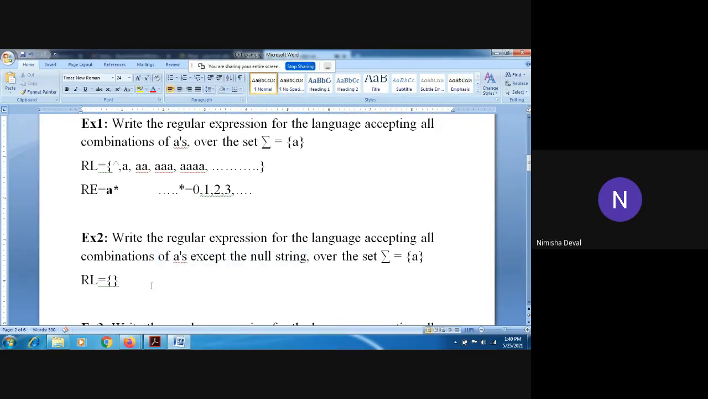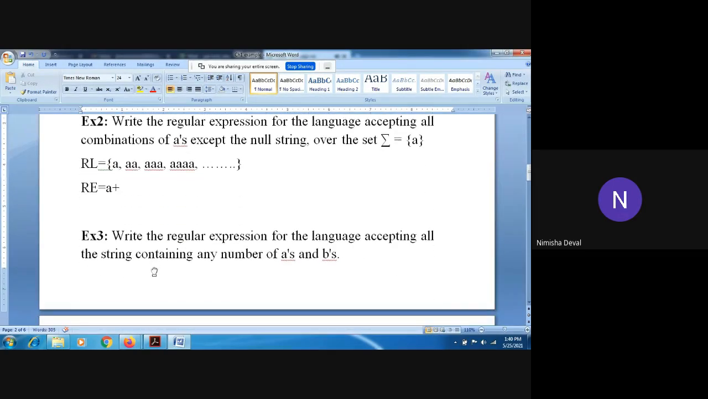We can start with single occurrence of a, double occurrence of a, triple occurrence of a, four times, and this process goes on. It means it is a positive closure. Understood? a plus means positive closure of a. Any queries? Okay. Now, the next part is this one.